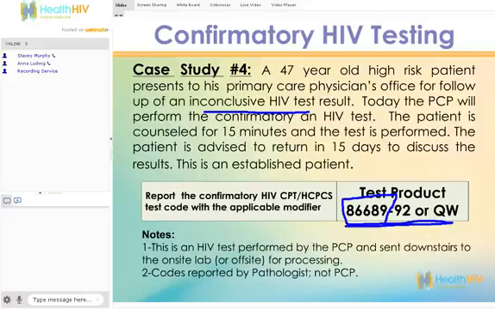86689. And then you have your modifier 92 or your modifier QW, depending on the state that you are reporting these services in. So this is another one of those codes that would not be reported by the PCP. This would be reported by the pathologist. And so this would be a code that would be used if you have a lab on site, or if you're sending it off site to an outside lab. The pathologist off site would use those.